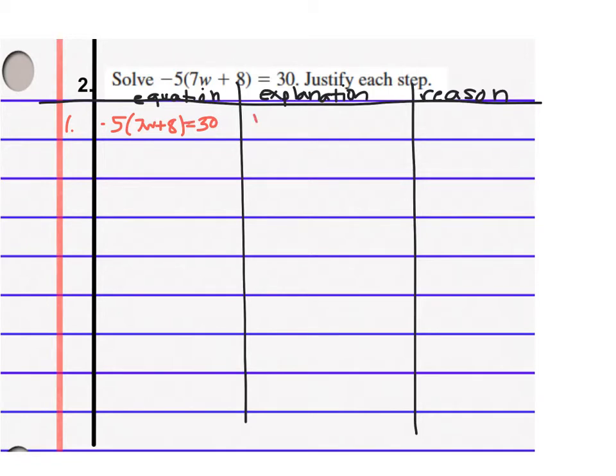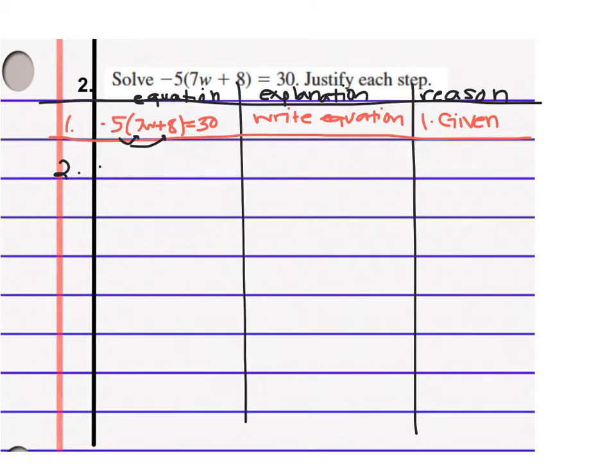Okay, what did I do? I just wrote the equation. Why? What's the reason? It was given. That's what. So you always start with what you're given. That's always the first line of your proof. Okay, then think about if you were just going to solve this without doing a proof, what would you do? You probably would distribute, right? You distribute the -5. So that's what we'll do next.